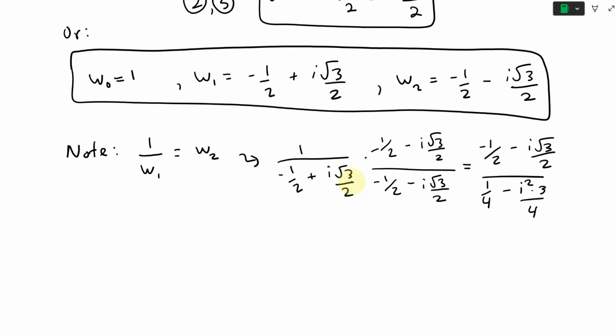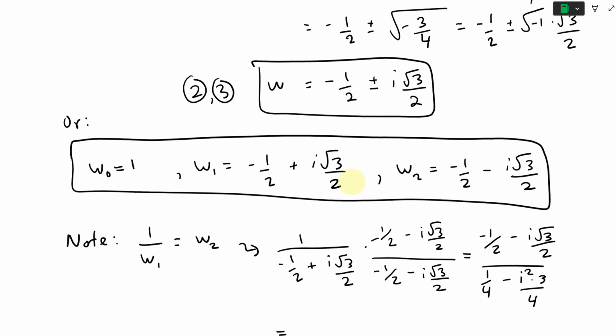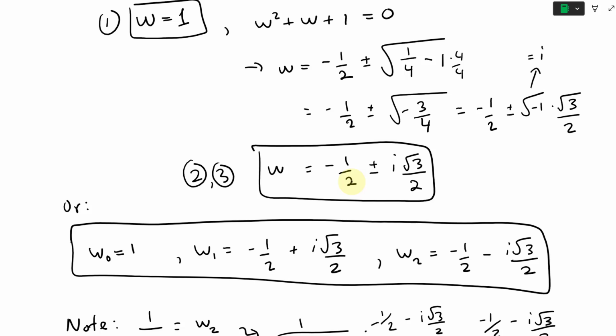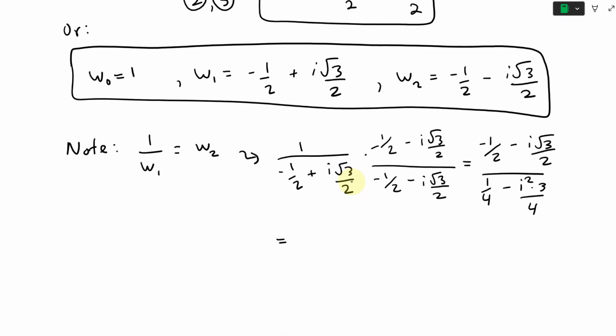So 1 over 4, and this i squared is equal to negative 1. That's because i is equal to the square root of negative 1, so squaring it, you get i squared equals negative 1. So then this becomes positive 3 over 4. So this equals 1 over 4 minus negative 1, so plus 3 over 4, equals 4 over 4 equals 1.